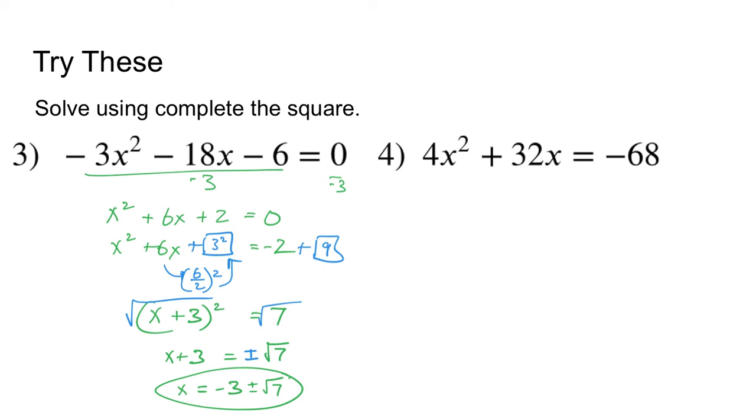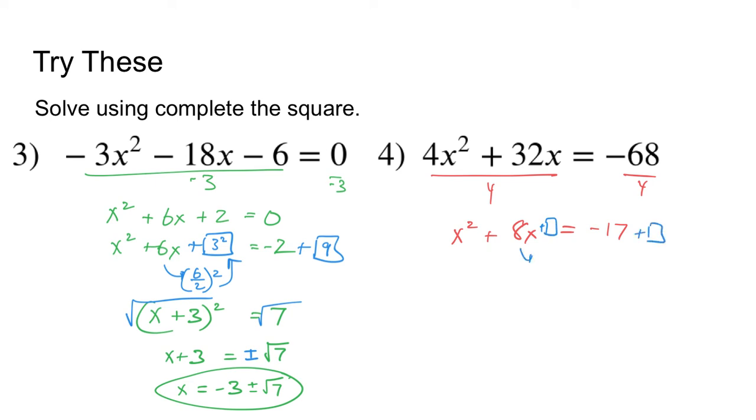What about for 4? Well, I already got that negative 68 on the other side, so that's helpful. So I really just got to divide both sides by 4. That'll give me x squared plus 8x, which is equal to negative 68 divided by 4, which is negative 17.